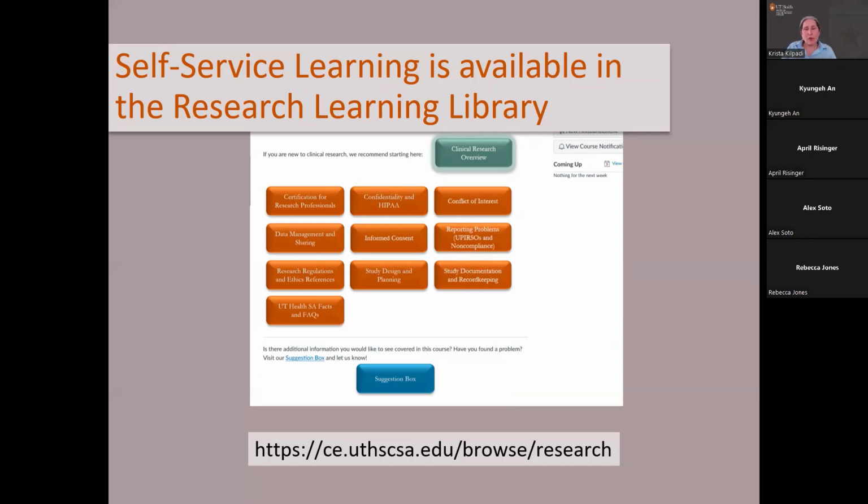And again, we're going to be adding to this over time, and we're also starting to put together a dedicated research coordinator course as well. So be on the lookout for that in our research course, and of course we'll be letting you know more about that as it develops.